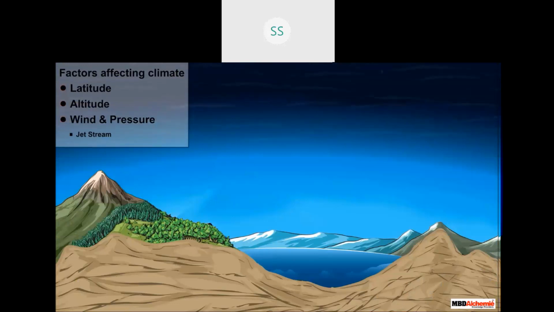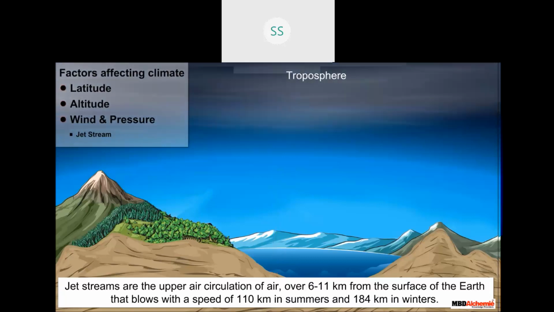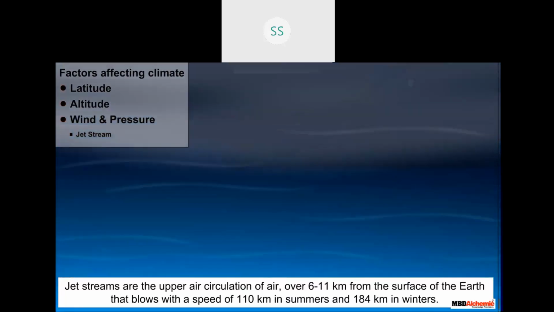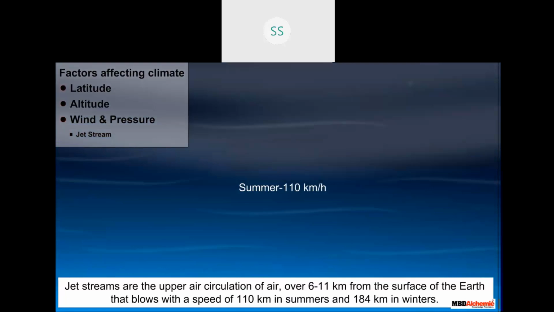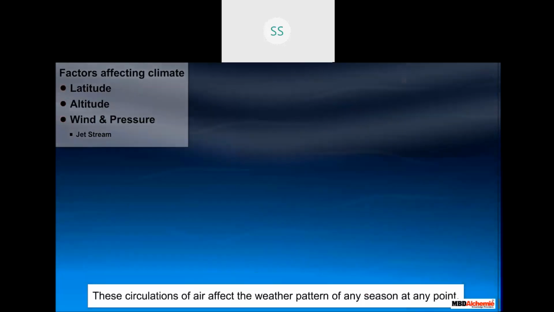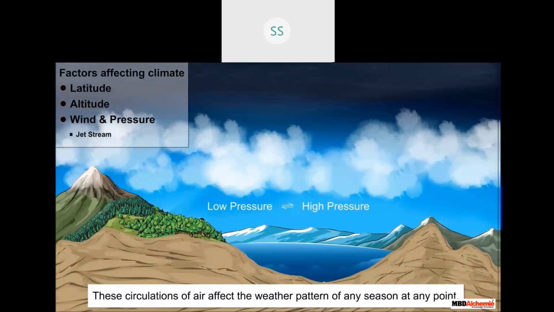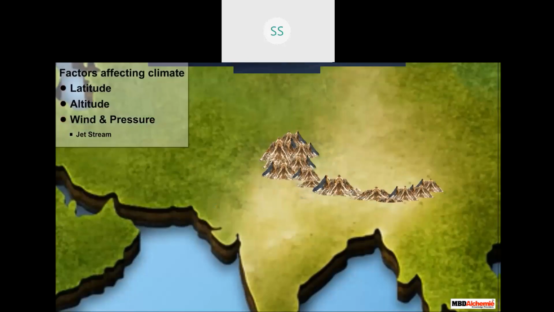The upper air circulation we are talking about is the jet streams. Jet streams are the upper air circulation of air over 6 to 11 kilometers from the surface of the earth that blows with a speed of 110 kilometers in summers and 184 kilometers in winters. So it varies from 110 to 184 kilometers. Jet streams affect the seasons by changing the low pressure and high pressure systems and the temperature conditions.